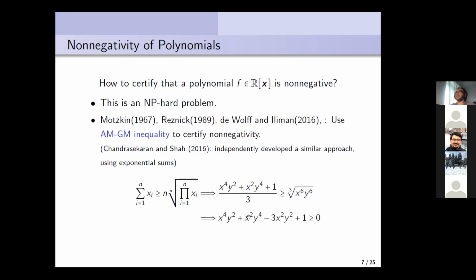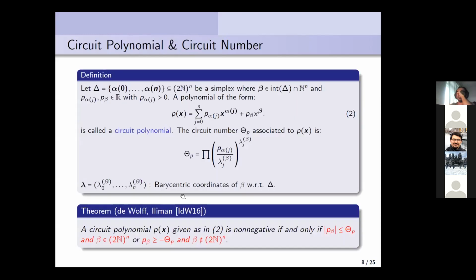And this example was first given by Motzkin in 1967, and it is kind of strange that it took a while for people to come up with a concrete example of non-SOS non-negative polynomials. Okay, so here is an approach.